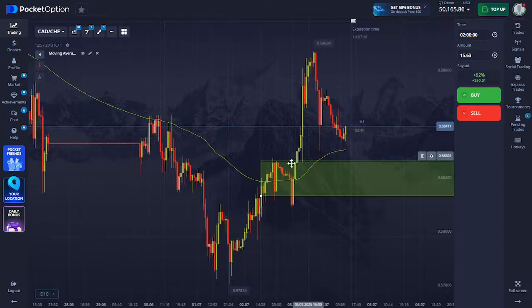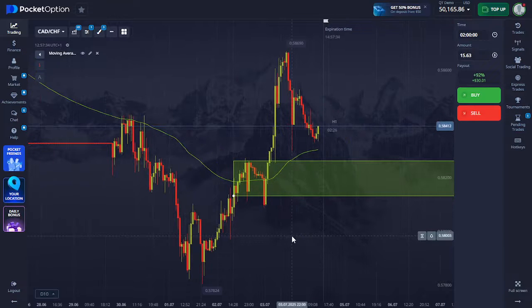We saw this rejection of this level. We saw this massive rejection, this expanded move. And it expanded from here. So I'm gonna adjust this structure. I'm gonna adjust that structure.